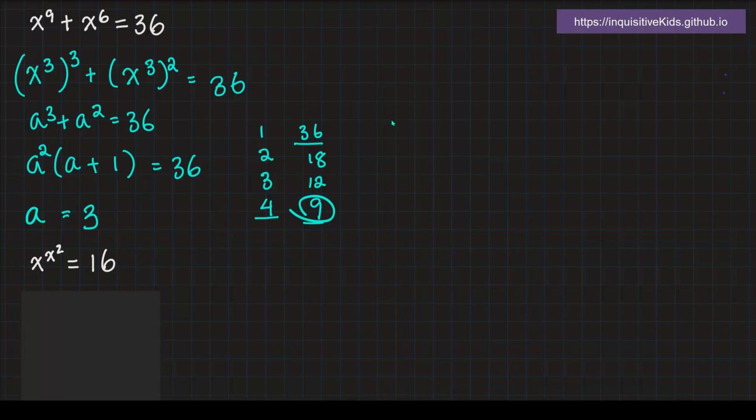Now that I have x to the 3rd power on both of these, I replaced x cubed with a. So that's how I got a cubed plus a squared is equal to 36. What made me want to split x to the 9th and x to the 6th was because I wanted to simplify the expression, and I knew that if I had the same term, I could replace it with the same variable. And then using the distributive property, I got a squared times the sum of a and 1 is equal to 36.